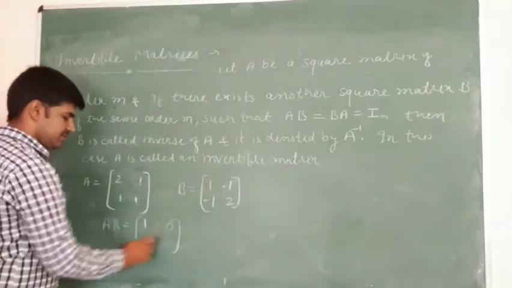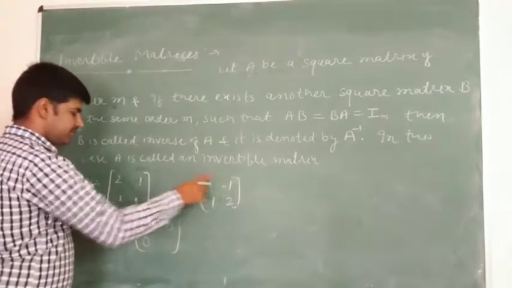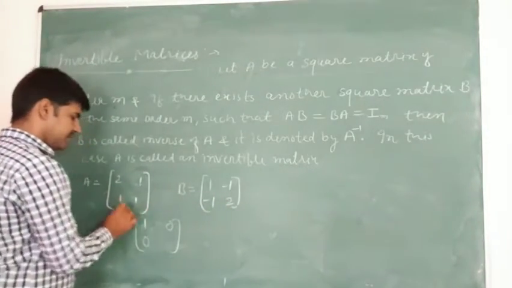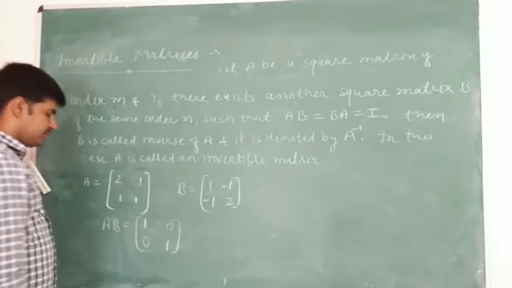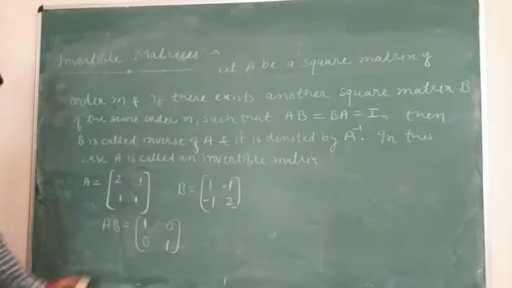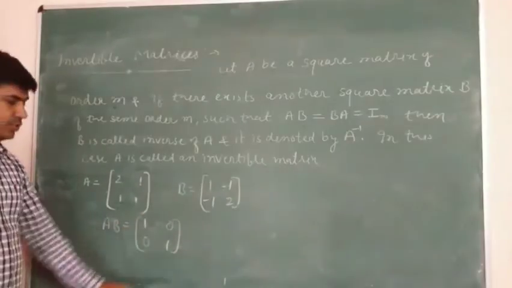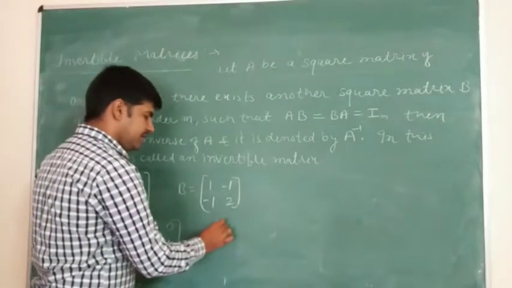Now 0, 1 multiplied by minus 1 is equal to minus 1, and 1 multiplied by 2 is equal to 2, so minus 1 plus 2 is equal to 1. So we have got AB is equal to an identity matrix of order 2. Now let us find BA.